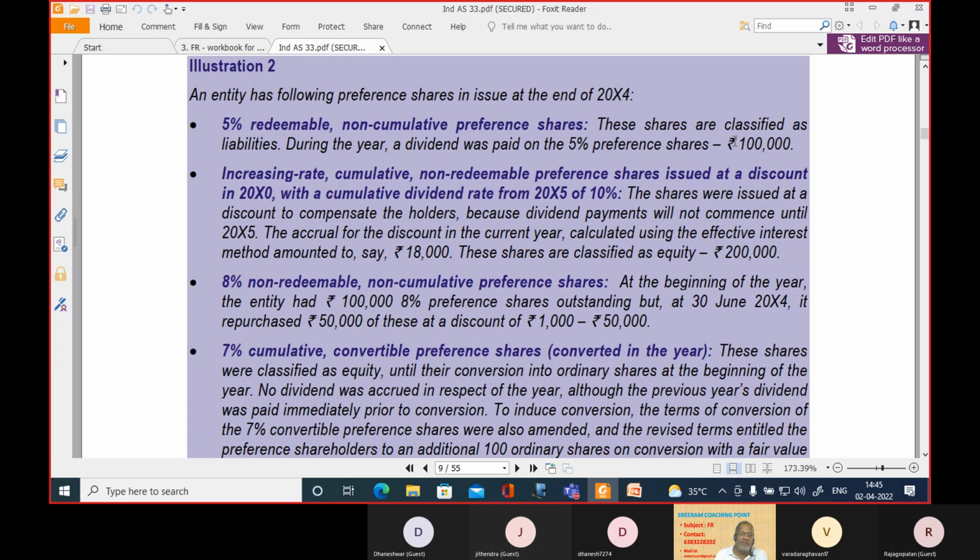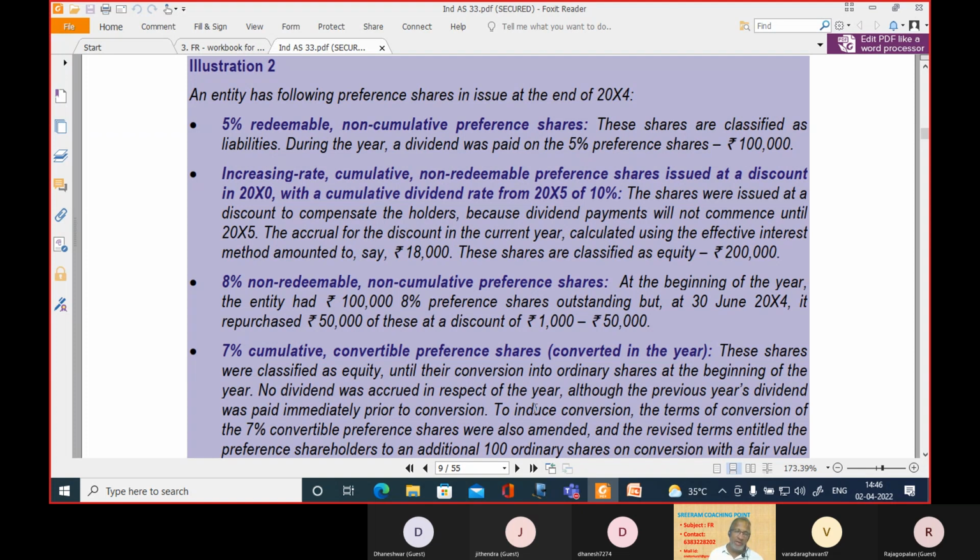Likewise, you find they will not be given a dividend until 20x5, but it was issued at a discount in 20x0. Since they are compensated with delayed dividend, the issue price was compromised. The issue was made at a discount because the eligibility for taking dividend comes only 5 years later. Therefore, the effective interest rate is what we are expected to apply, and by applying that, the accrual for the discount in the current year is 18,000.